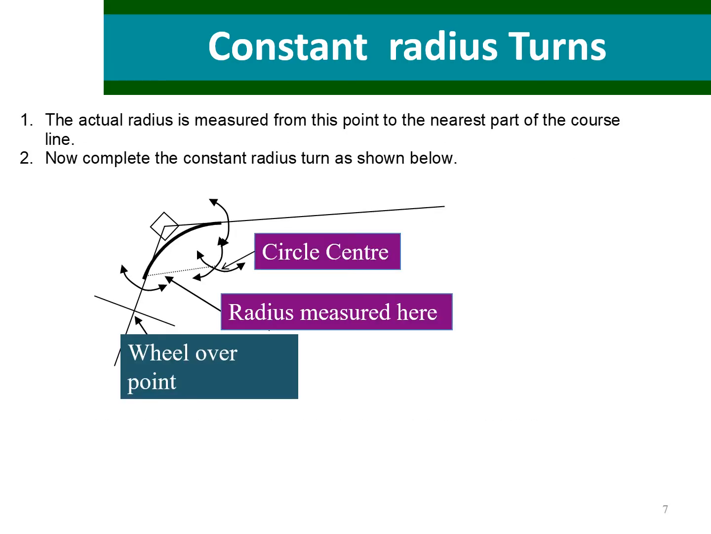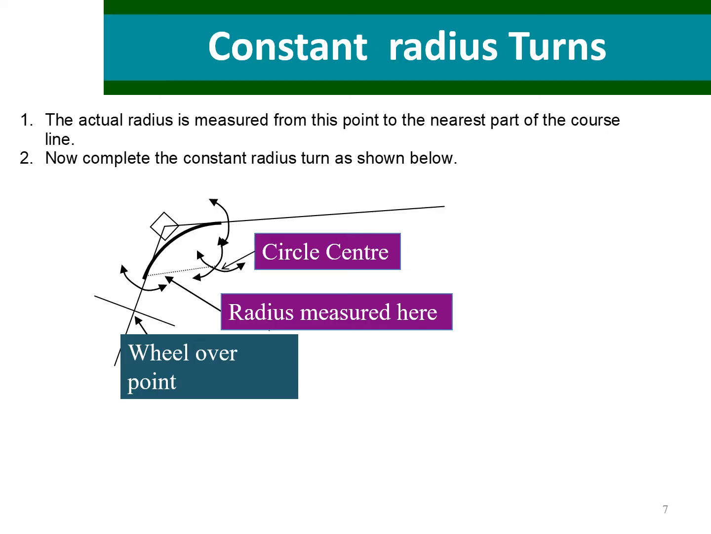The actual radius is measured from this point to the nearest part of the course line. Alright, now complete the radius turn as shown below. So you can see here the circle center is shown where the intersection of the two new arcs is. The radius is measured. You can see the thick black line is the constant radius turn that is shown here, and the wheel over point is shown as a line as well as a firm line.